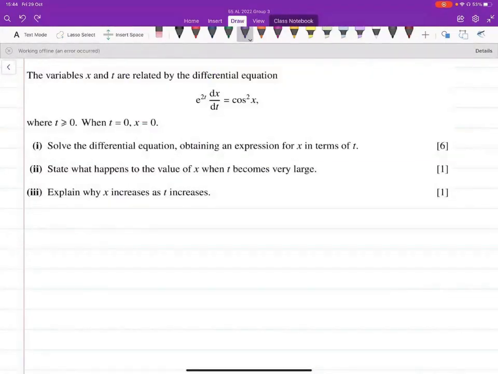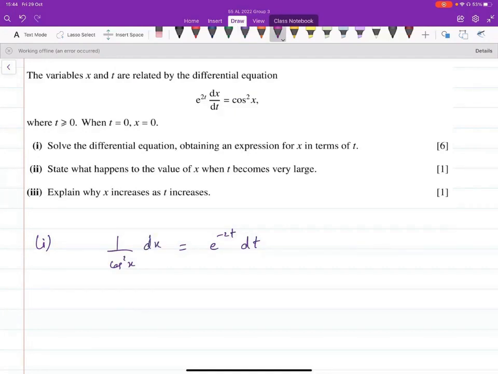We need to separate the variables. Okay, so that's how we started. We need the t terms on the right side and the x terms on the left side. So it's going to become e raised to power minus 2t dt on the right side, and on the left side we have 1 over cos square x dx.